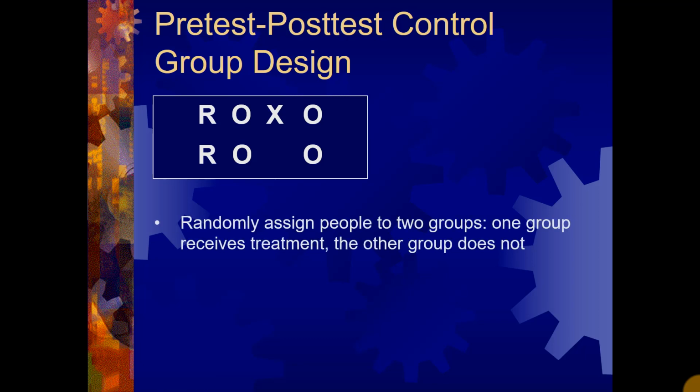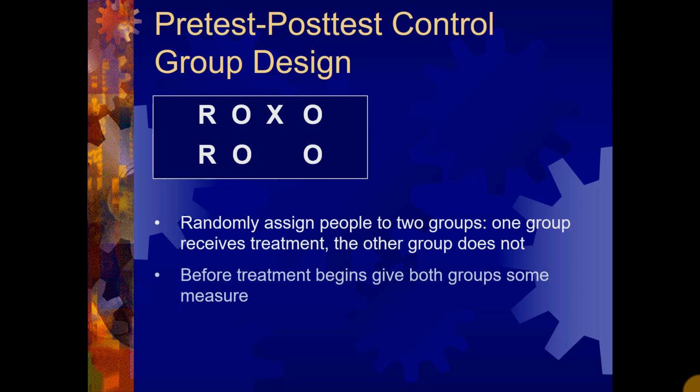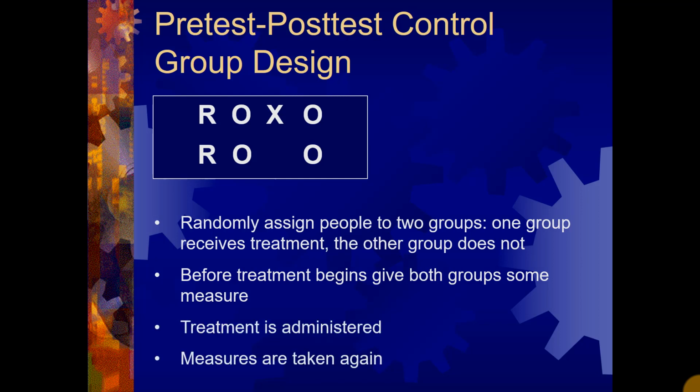So here we go. We randomly assign people into two groups. One group receives the treatment, the other group does not. Before treatment begins, we give both groups some sort of measure. Let's say the Beck Depression Inventory, and this is a depression intervention. The intervention is administered, and then measures are taken again. The Beck Depression Inventory is taken again.